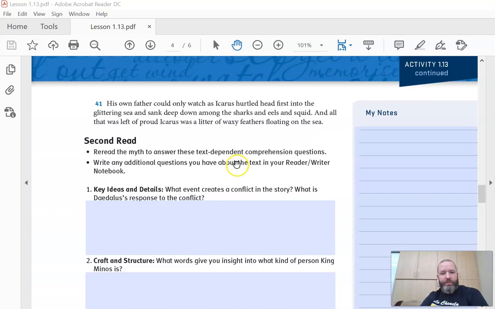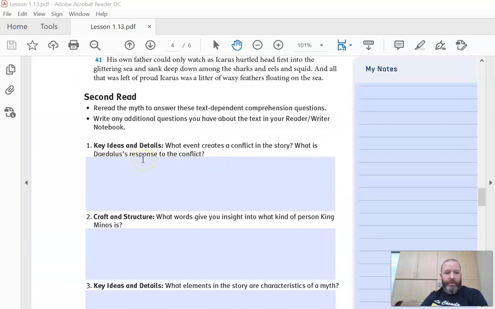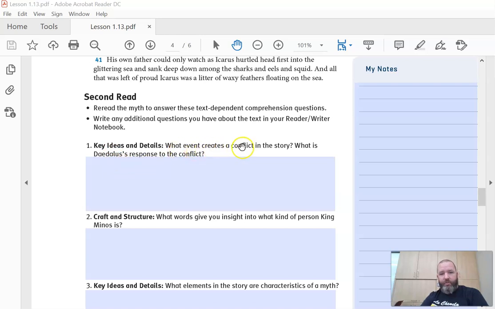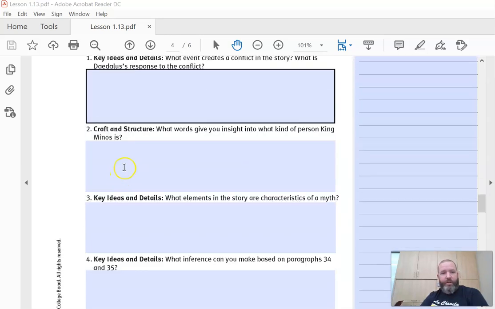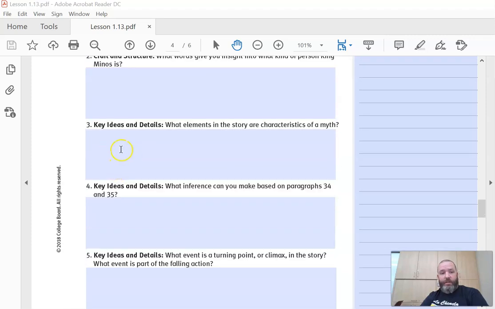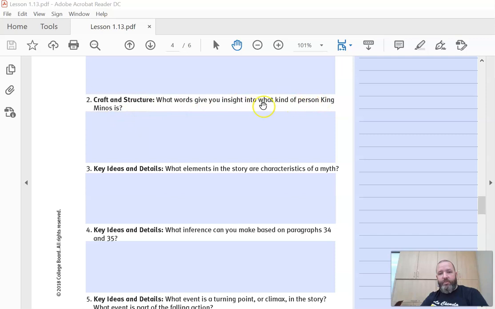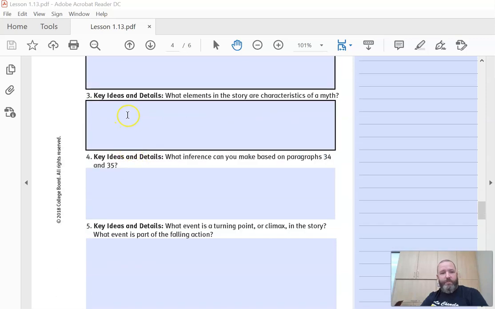Okay, so after you read the story, here's what we're going to be doing with it. It says, what events create a conflict in the story? What is Daedalus's response to the conflict? Okay, so at the beginning of the story, where does that conflict happen? Number two, what words might give you insight into what kind of person King Minos is? So finding textual evidence: what words do they use to describe King Minos?